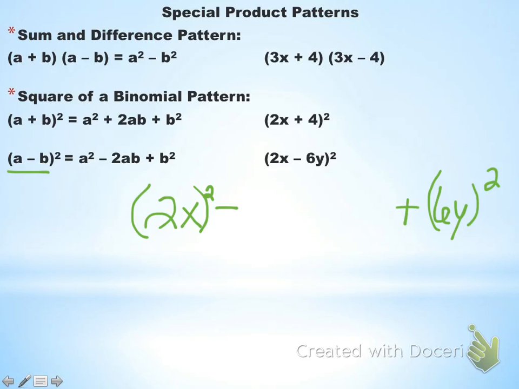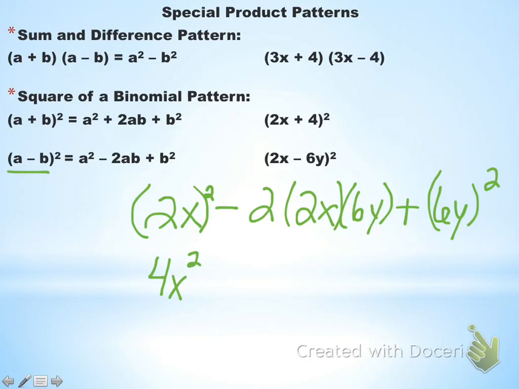Then I'm going to multiply these two terms by each other. So I do 2x times 6y. Then I'm going to multiply that by 2. So 2x squared gives me 4x squared, minus 2x times 6y gives me 12xy, and then I do 12xy times 2. So I get 24xy, then plus 6y squared, it gives me 36y squared. That's my final answer.